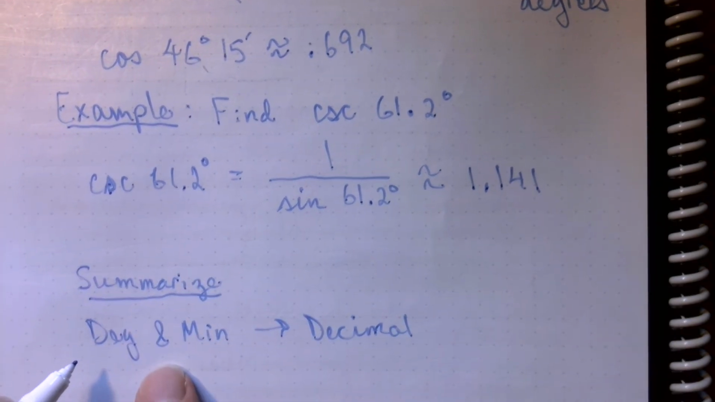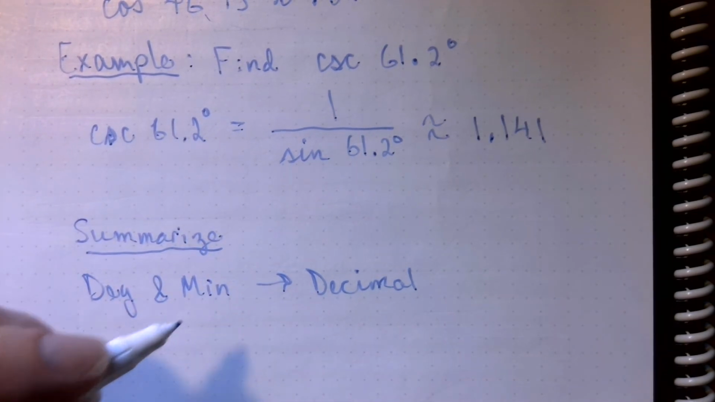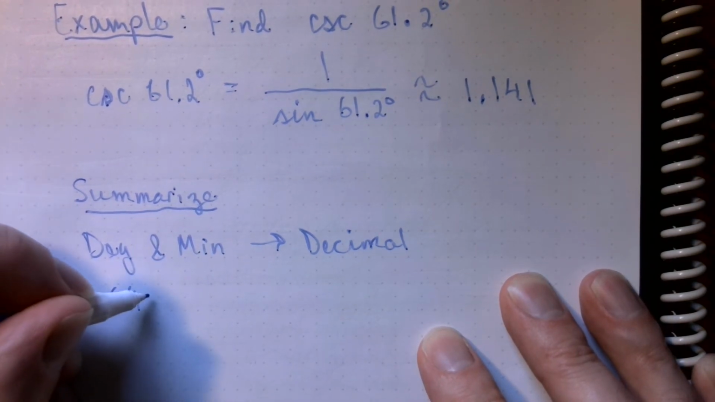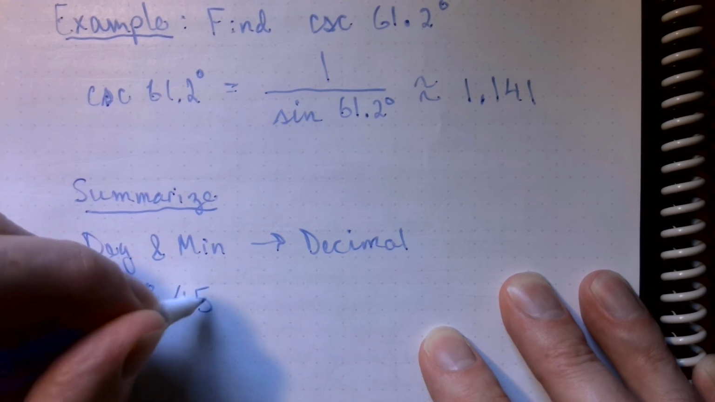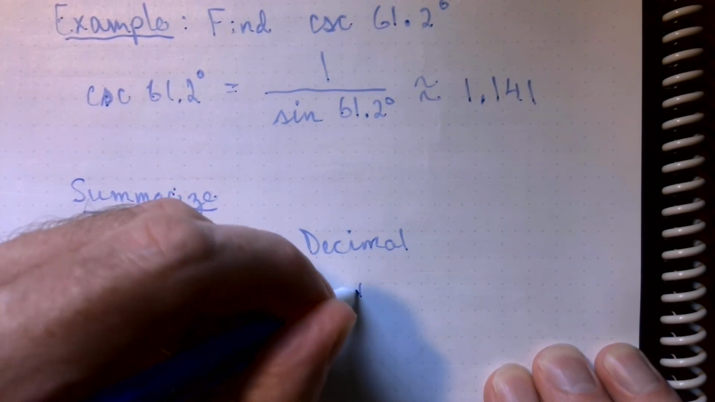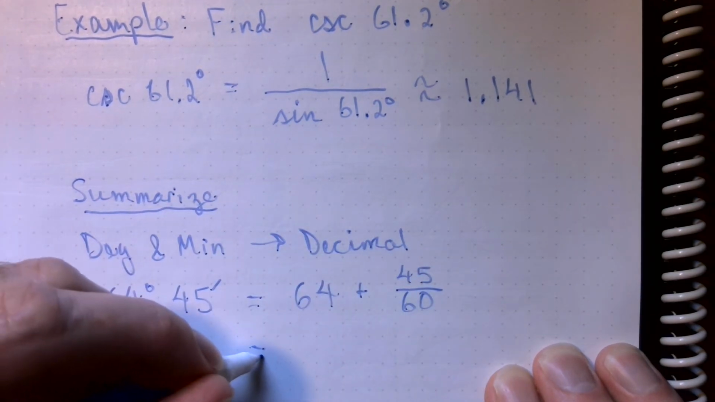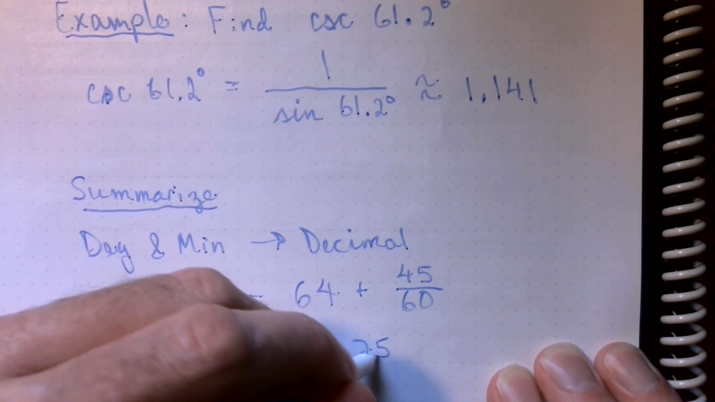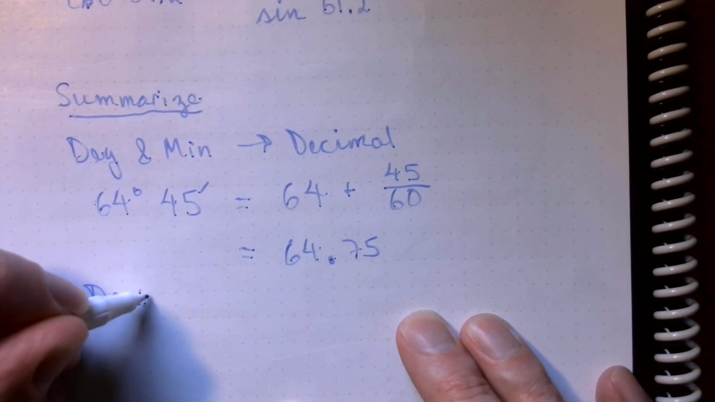If you've got something in degrees and minutes and you want to get decimal degrees, you put the minutes part over 60. So for example, if I had 64 degrees 45 minutes, I would do 64 degrees plus 45 over 60, and then I do the arithmetic and get 64.75.